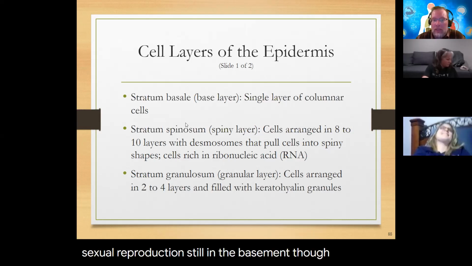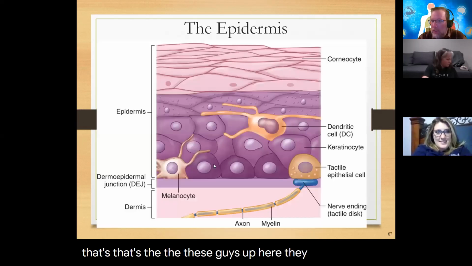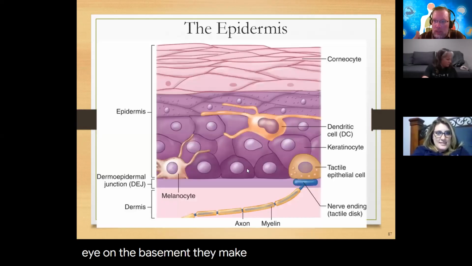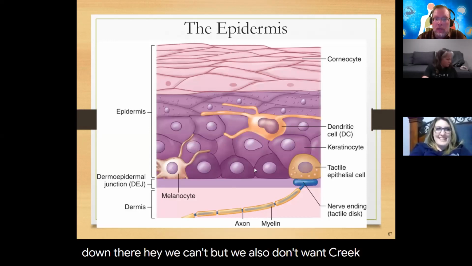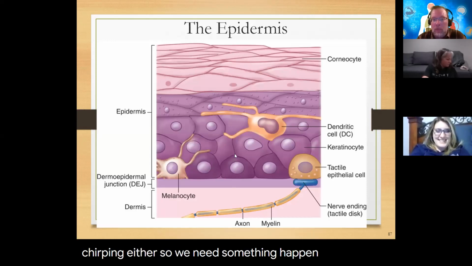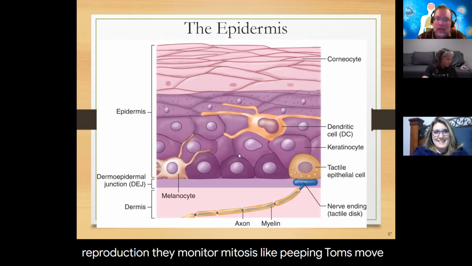And then we have the spies up here, the spinosal layer. That's these guys up here. They kind of keep an eye on the basement. They make sure that mitosis isn't too out of control. There's not too much going on down there. We also don't want crickets chirping either. So we need something happening in the basement. So the spinosal cells kind of monitor reproduction. They monitor mitosis. They're like peeping toms.